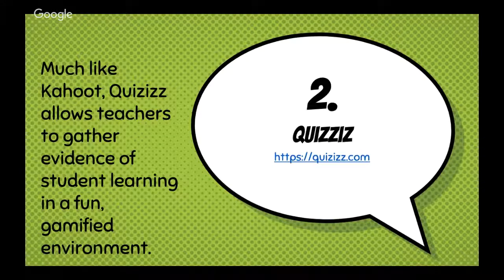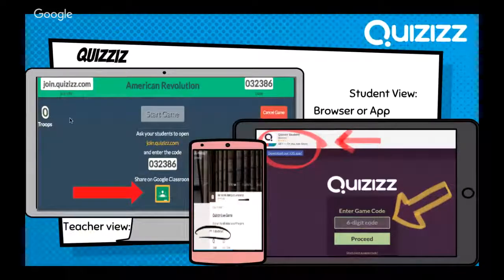So another tool that I'm going to talk about that is much like Kahoot is Quizizz. And we're so used to Kahoot, which is really fun and the kids love it. But Quizizz allows teachers to gather evidence of student learning and it's fun. So you're gamifying your environment. The cool thing about Quizizz is that when you create your game, there are also games that are created already, and you can share them on your Google Classroom.